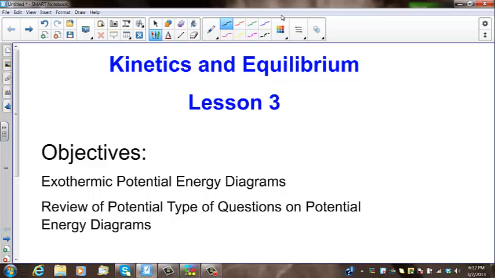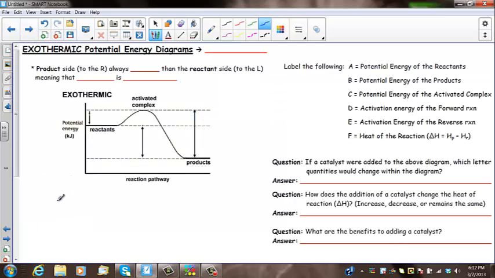Okay, this is Kinetics and Equilibrium, Lesson 3, and our focus tonight will be on exothermic potential energy diagrams, and then we will also review potential types of questions that you could see on these energy diagrams. Let's get started. So, exothermic potential energy diagrams, what do we know?